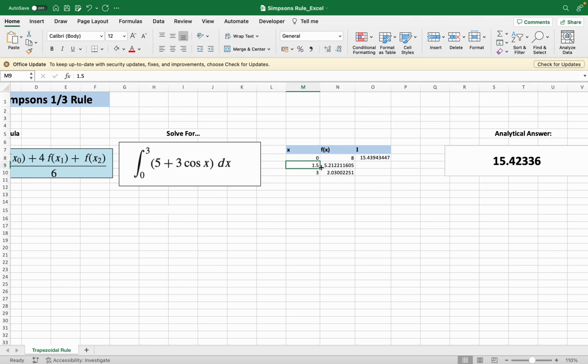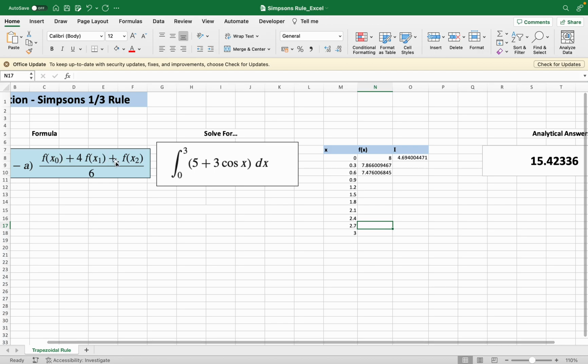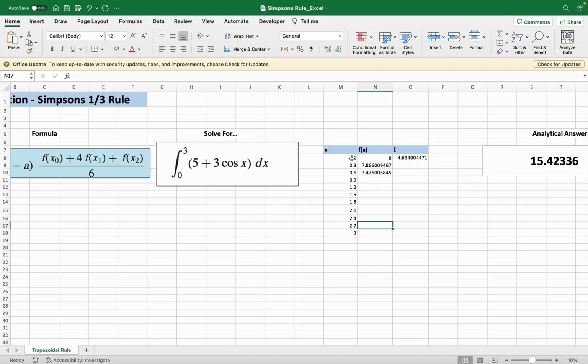So basically, let's evaluate from these smaller points up to 3. What I mean is, because we need three points, x0, x1, x2, we're first going to evaluate from 0 to 0.6. That's our first segment. And then 0.6 to 1.2, 1.2 to 1.8, 1.8 to 2.4, and then 2.4 to 3. Then after that, we sum all of that up. And so let's just drag this down.